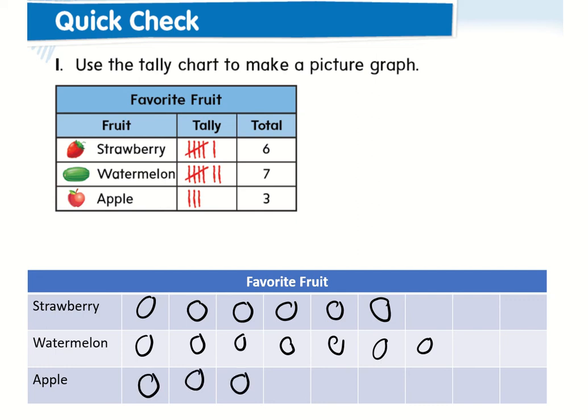So the first thing that we just realized is that we took all the totals and made our own bar graph. Now, reading this bar graph, you can see that watermelon has the most because it has more circles than the other ones. You can see that apple has the least because they don't have as many as the other ones.